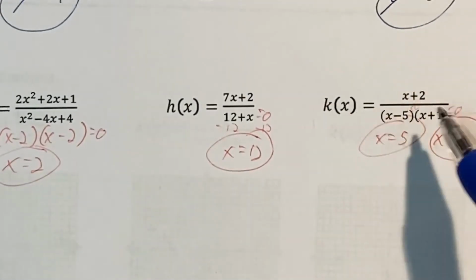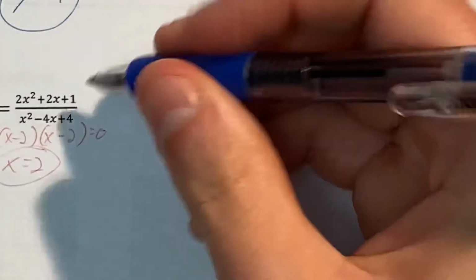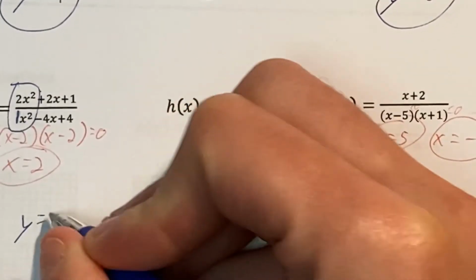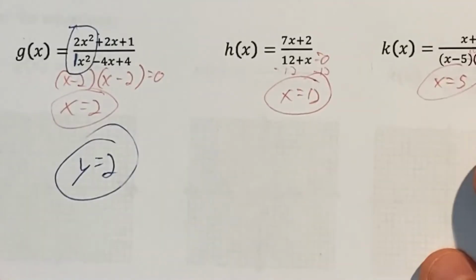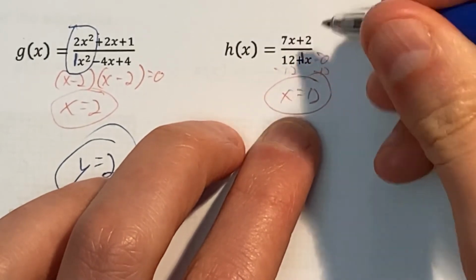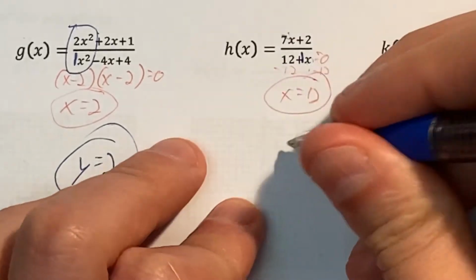This one's trickier because it's factored. But here, same degrees. 2 divided by 1 is 2. Here, there's a 7x and a 1x. They match. 7 over 1 is 7.